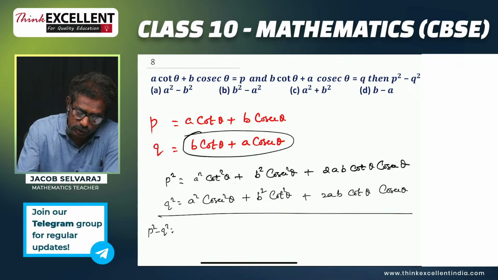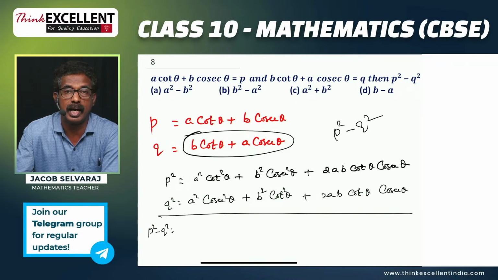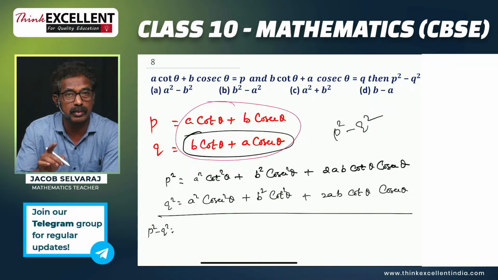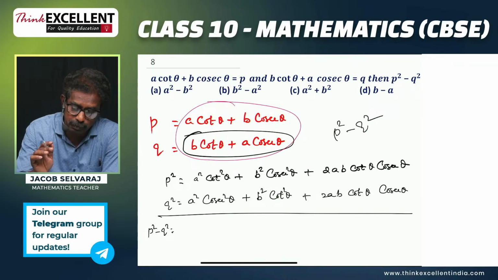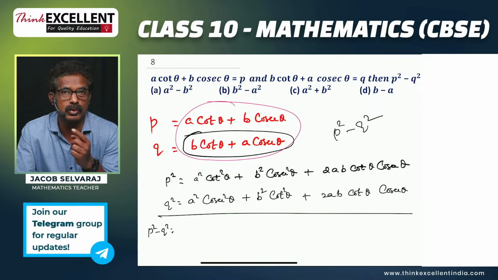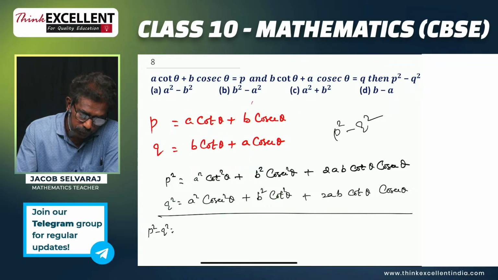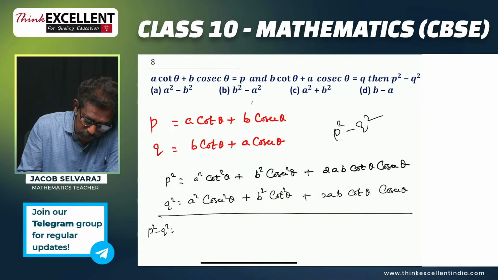Now in this question you have to subtract, because they asked to find the value of P square minus Q square. And they can frame questions like this. Instead of cot and cosecant, they can give sine and cos. Then in that case, P square plus Q square, because you know sine square plus cos square is 1, right? But here we have to subtract these two. So P square, so you change the sign, minus, minus, minus.